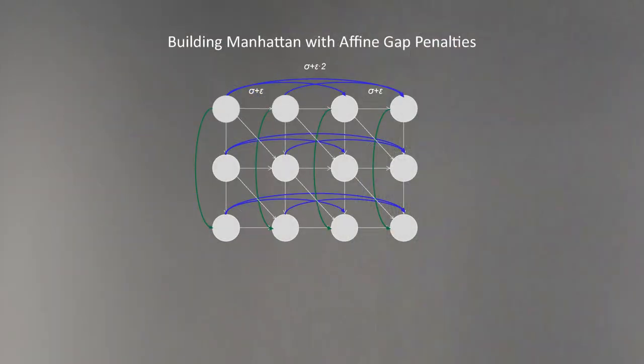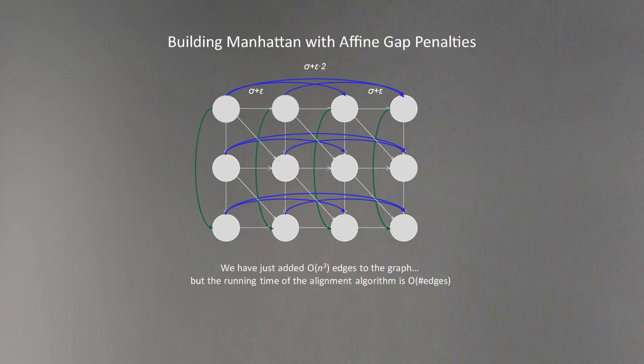How many edges have we added to our graph? Actually, we added edges proportionally to n cubed, where n is the length of the sequences which we are trying to compare. Since the sequence alignment algorithm's runtime is proportional to the number of edges, our algorithm will be quite slow. It will run proportionally to n cubed. How can we improve the running time of the algorithm?